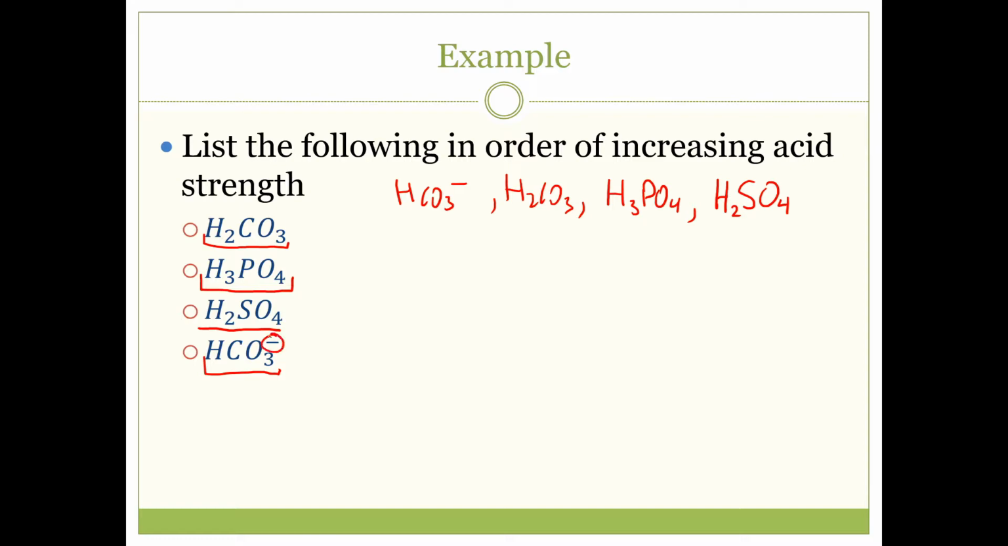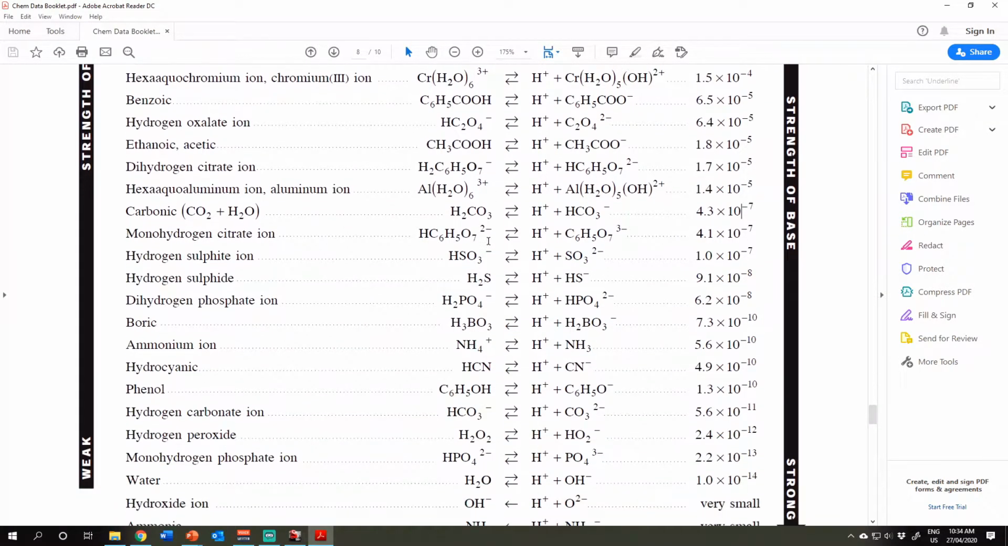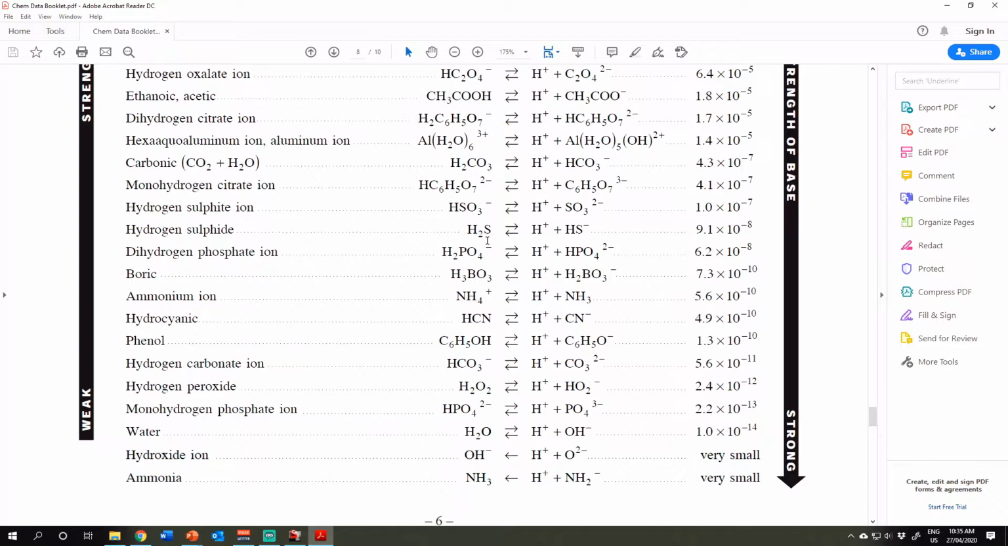It's also got a negative charge, so it's more likely to attract hydrogen ions than it is to give up its last one. And we can even check here, the bicarbonate ion is down here. There's the bicarbonate ion, and it's got a very small Ka of 5.6 times 10⁻¹¹.